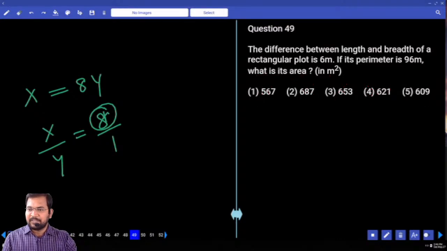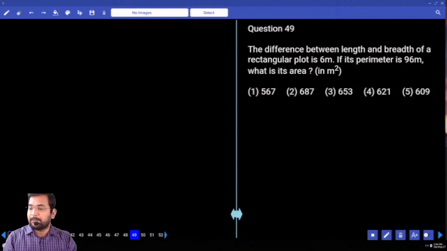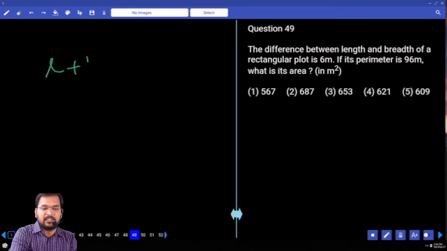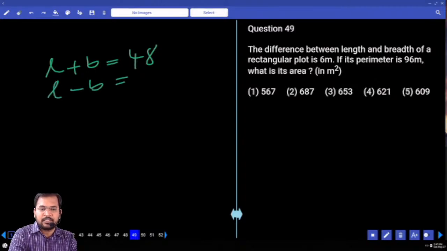Next one. The difference between the length and breadth of the rectangular plot is 6. The perimeter is 96. What is the area? Perimeter is nothing but 2 times (L plus B). 2 times (L plus B) is 96. L plus B is 48. Difference is 6.